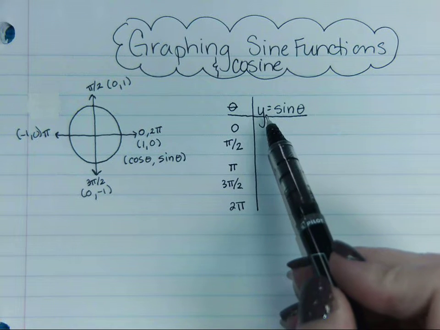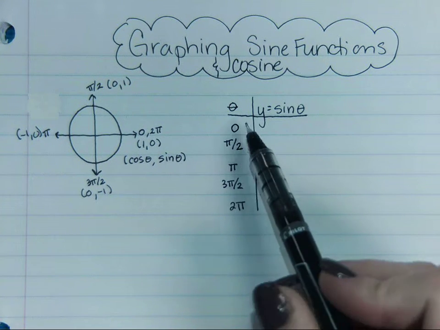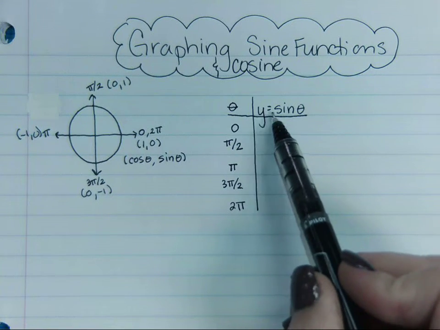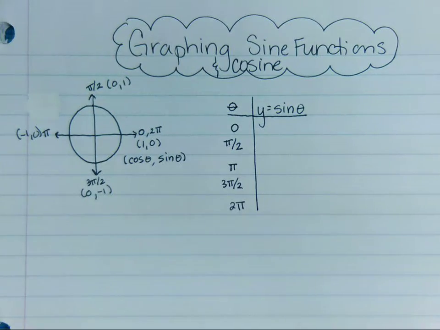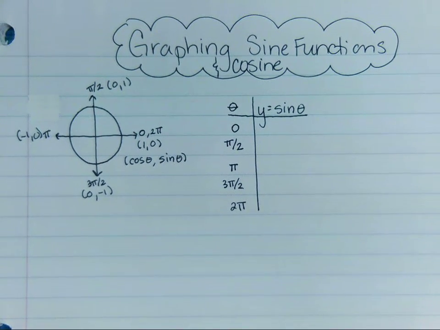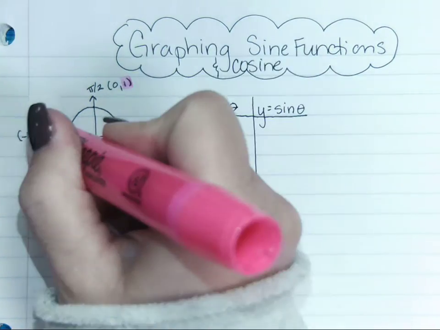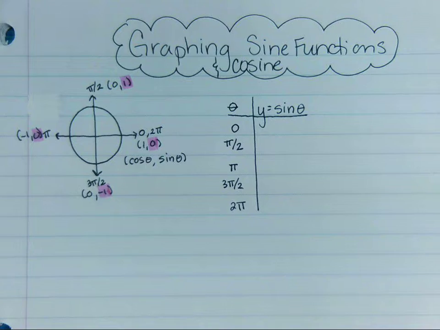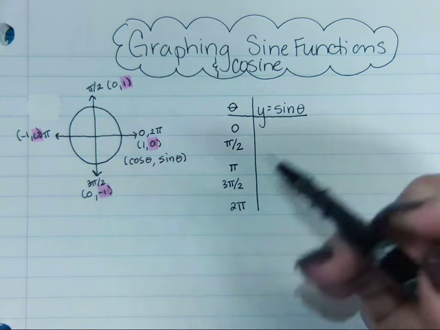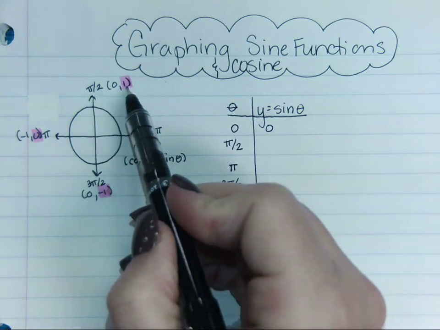And so the y value when I plot these points is going to be what happens when I evaluate sine of theta. So the y value is going to be the sine at 0. And here at 0, my sine value is 0. And so what you're really going to do is think about these y values right here that are on our unit circle. Right? So at 0, the sine of 0 is 0. At pi over 2, sine is 1.